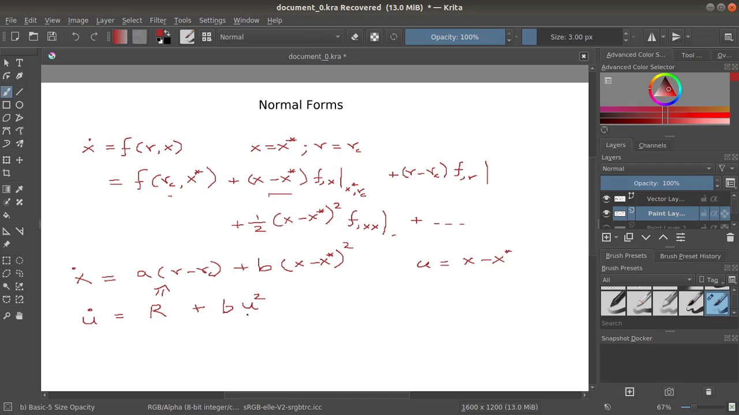So we have got that in general, if a saddle node bifurcation happens, then we will have this form. Therefore this is known as a normal form for saddle node bifurcation.